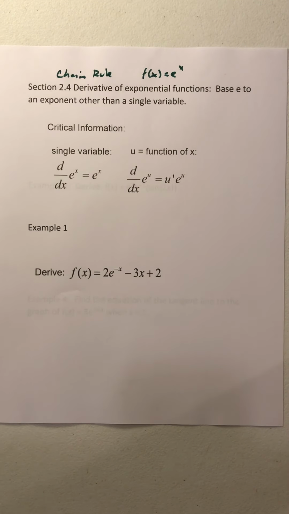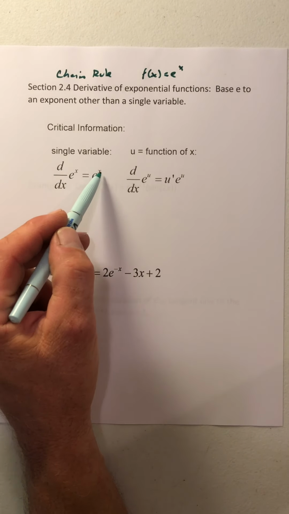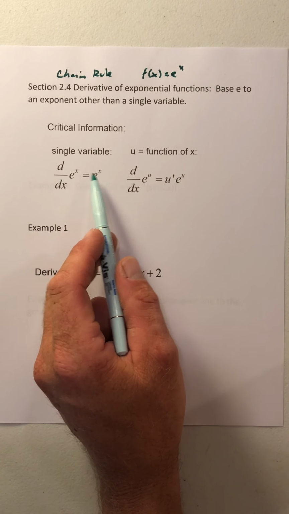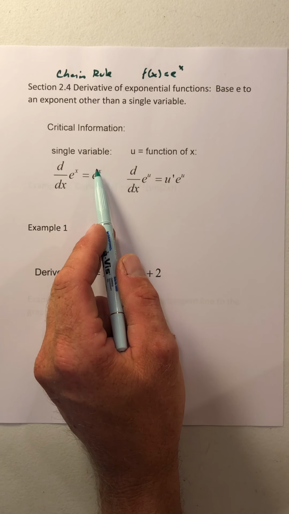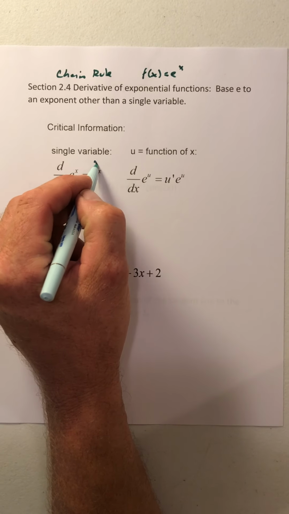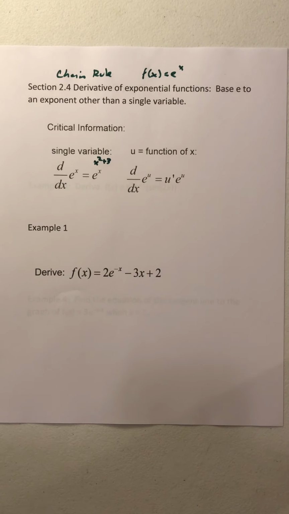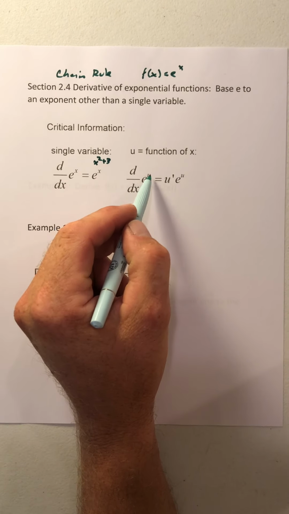So our critical information: we've talked about the derivative of a single variable of e. The derivative, d dx of e to the x, is equal to e to the x. Well, what happens when that exponent is a function of x? What happens if maybe we had x squared plus 3 in that case? We aren't just going to get the same e to the x squared plus 3. This is actually another chain rule where we have e to a function.